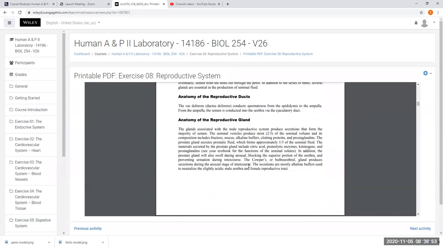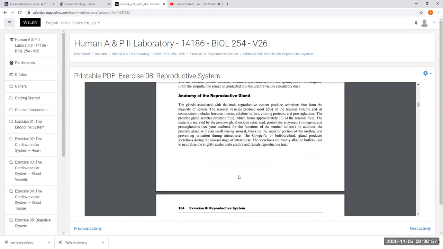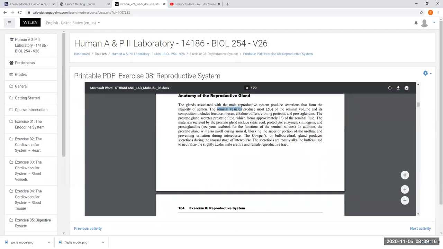All right, so let's talk about the glands a little bit since I already mentioned the ducts. You can get everything you need to know for questions on the physiology test from this little paragraph dealing with the glands. So the seminal vesicles are the largest. They're a pair of glands. They're the largest of the sexual glands in the male, and they produce the majority of the volume of the seminal fluid, about 2/3 of it.